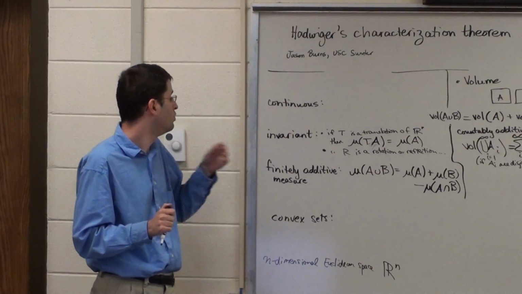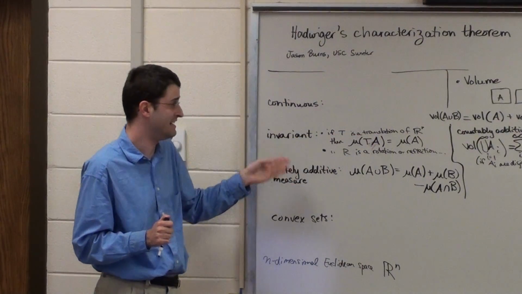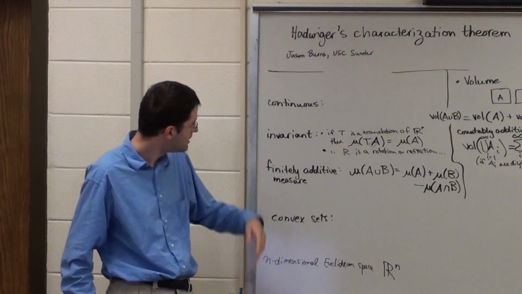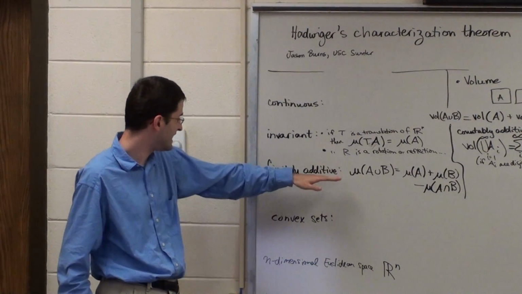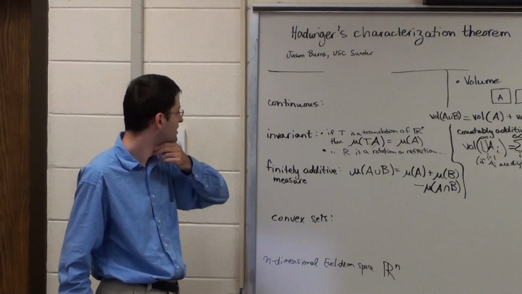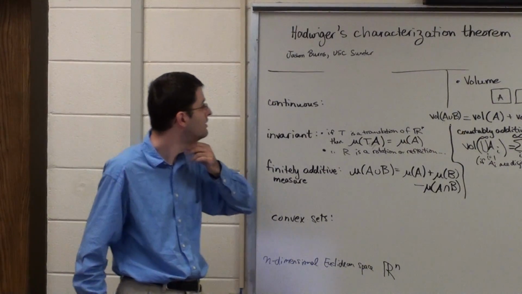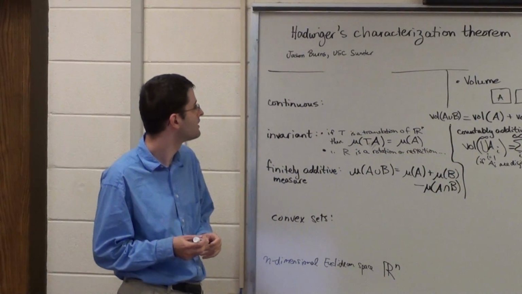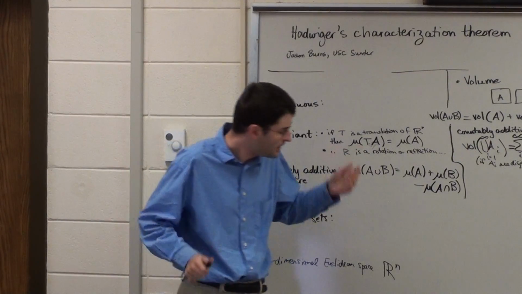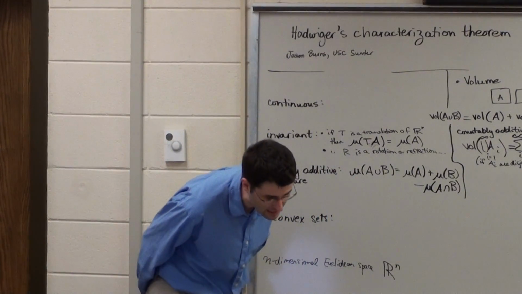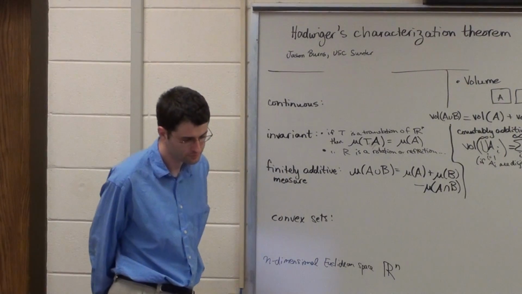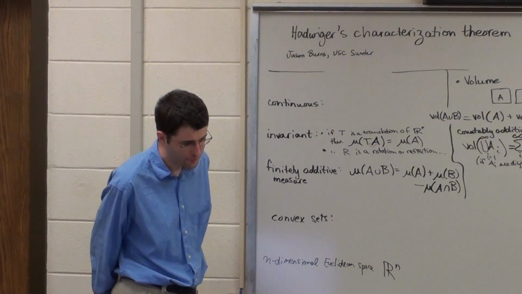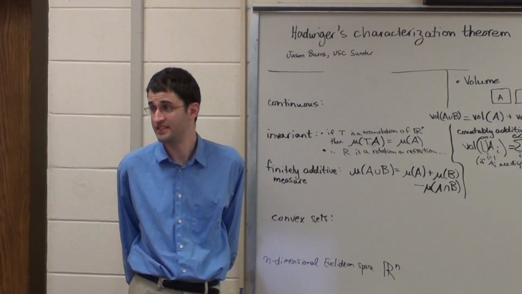Because when we look at this in the finitely additive case, things change a little bit. So that is the basic idea. We've got a finitely additive measure, we've got our basic properties of volume. In the countably additive case, let's see what we know. In the countably additive case, there are no other measures. You're basically stuck with volume.